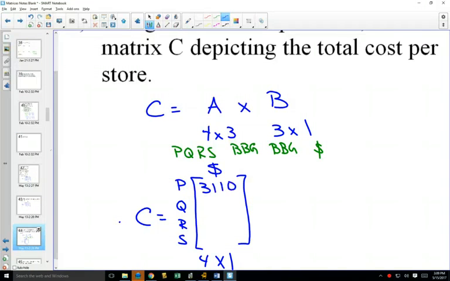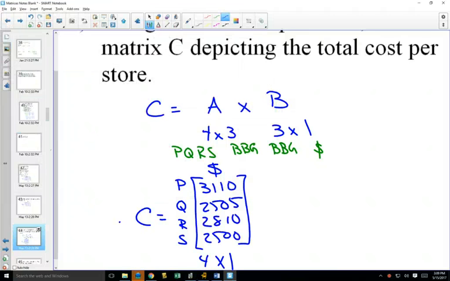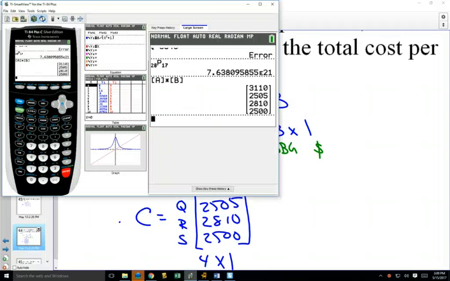So 3110, 2505, 2810, and 2500. So if we multiply A times B, we put matrix A into our calculator, B into our calculator, we get our answer. We just named that C in our notes.